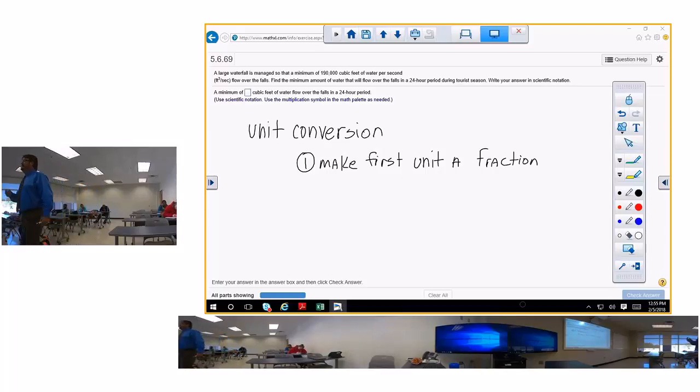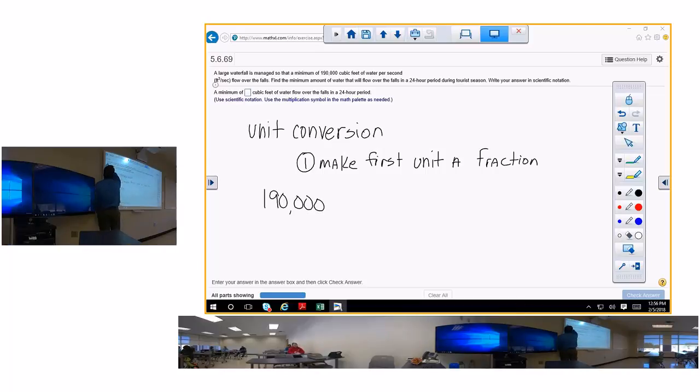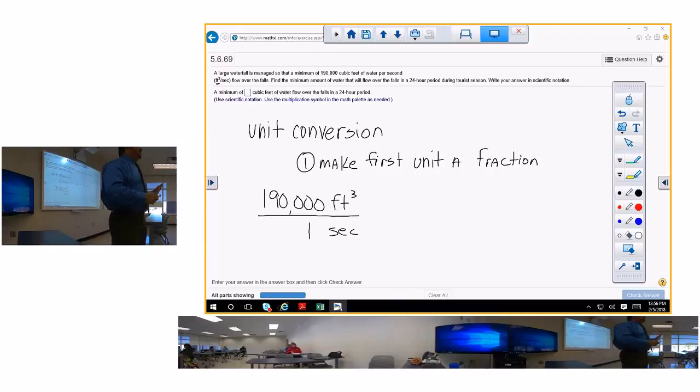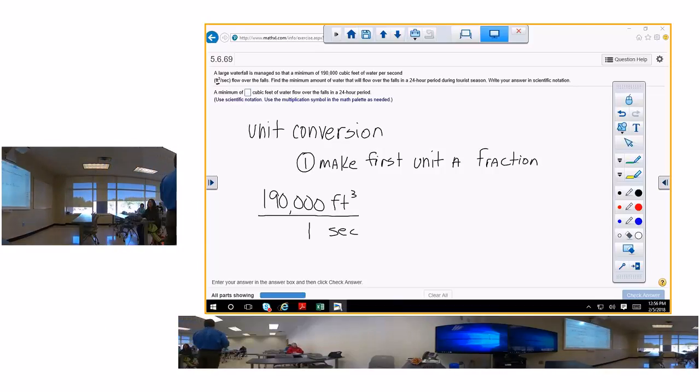And you're going to write it like this. 190,000 what? Feet cubed per what? Per 1 second. Make it a fraction. 90% of the time, it's going to give you a fraction with 1 being the denominator. The other 10% of the time, it will give you something in the denominator, like a 2. But anyway, you'll see the difference.